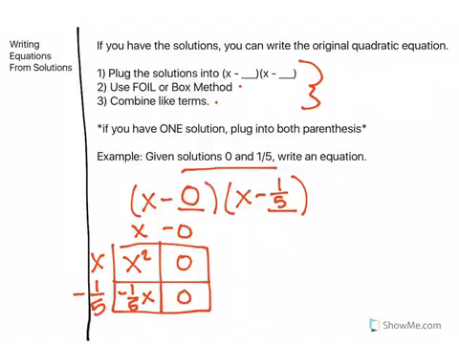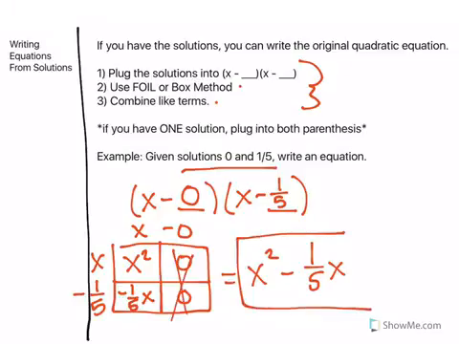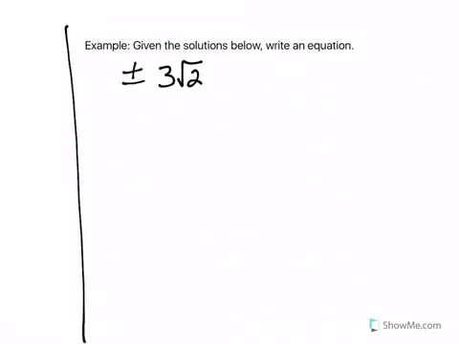Now we just add these terms together. X squared minus 1/5 x plus 0 plus 0. We don't have to do anything with those. That's it. This is our quadratic equation. To make it an equation, we do need equals 0 at the end. So this was the original quadratic equation for these given solutions. Let's look at another example.